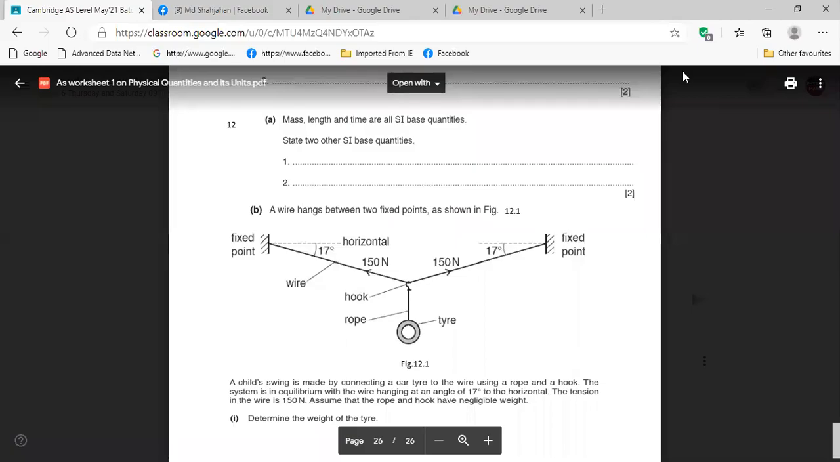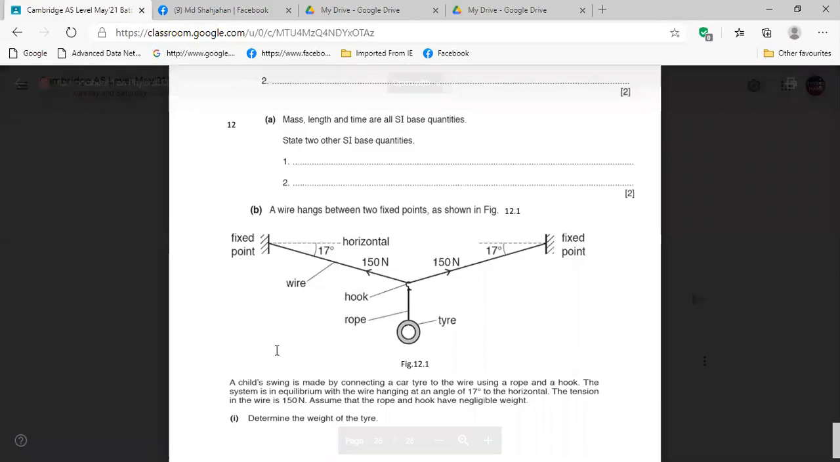Is your answer, Sufyan? Current and temperature. Ampere and Kelvin. You can write any two other than mass, length, and time. You have the list of 7, right? Yes, sir. Now continue, Asan.